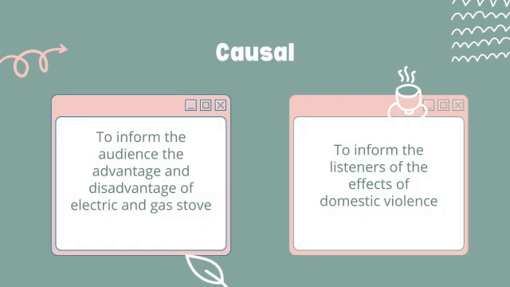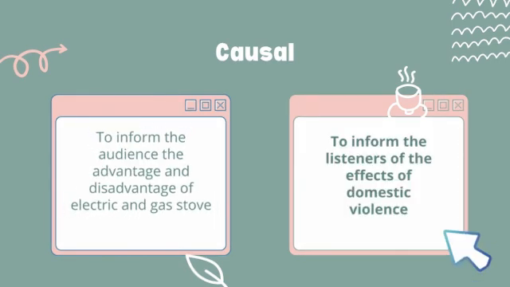Which of the following is an example of causal pattern? To inform the audience of the advantages and disadvantages of electric and gas stoves. To inform the listeners of the effects of domestic violence. The answer is to inform the listeners of the effects of domestic violence.